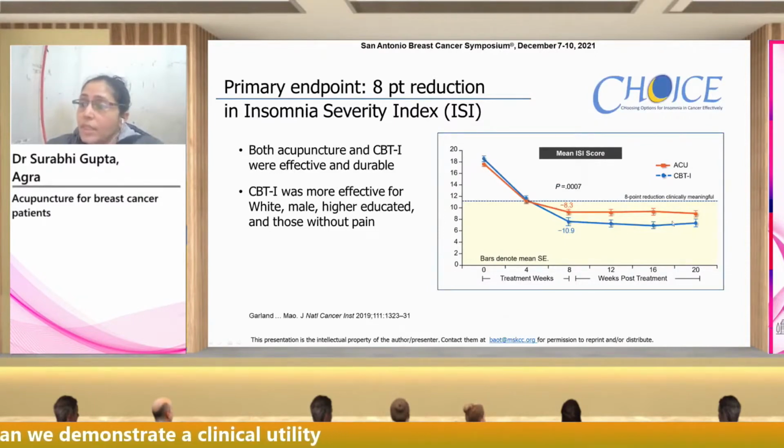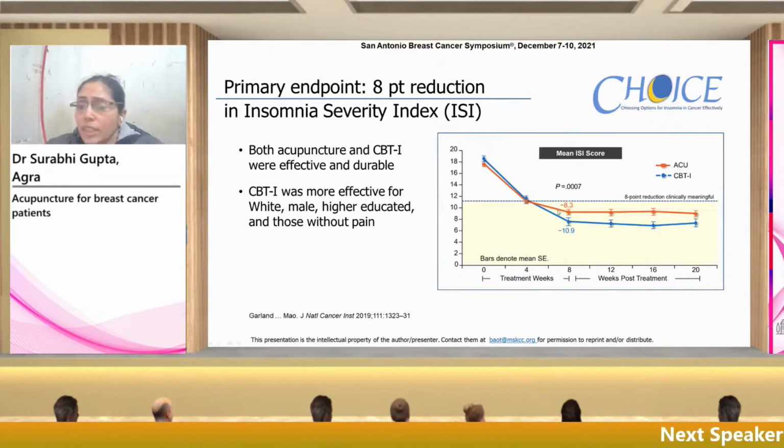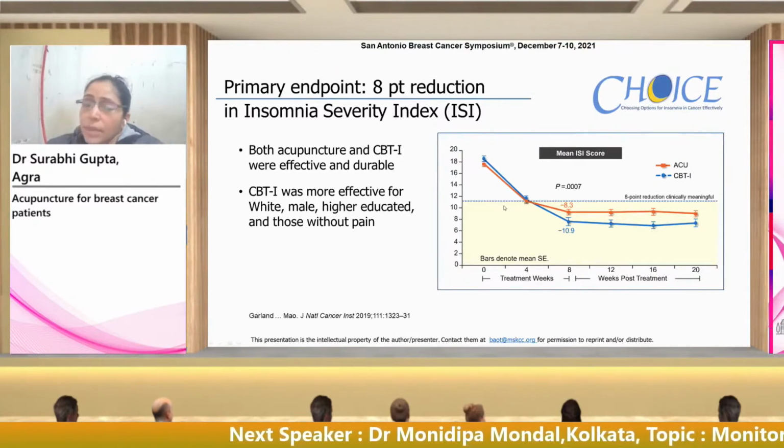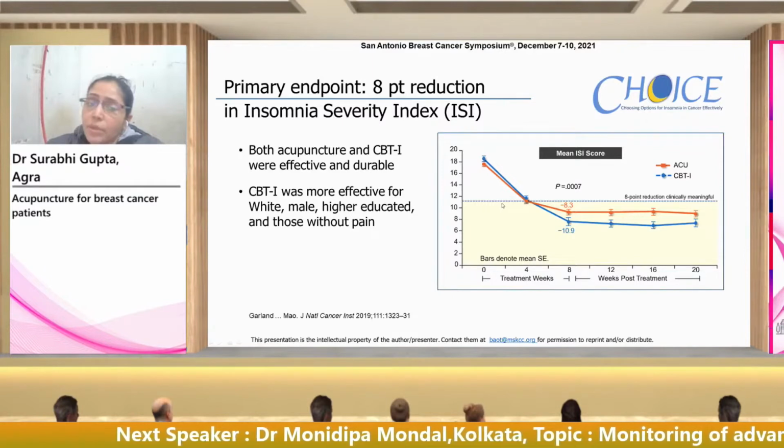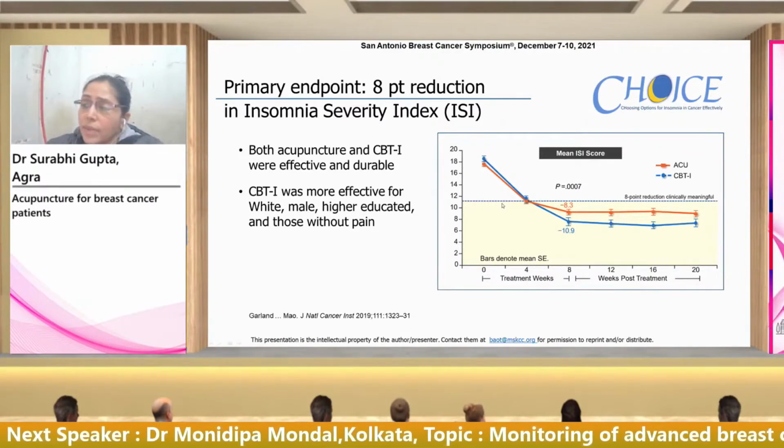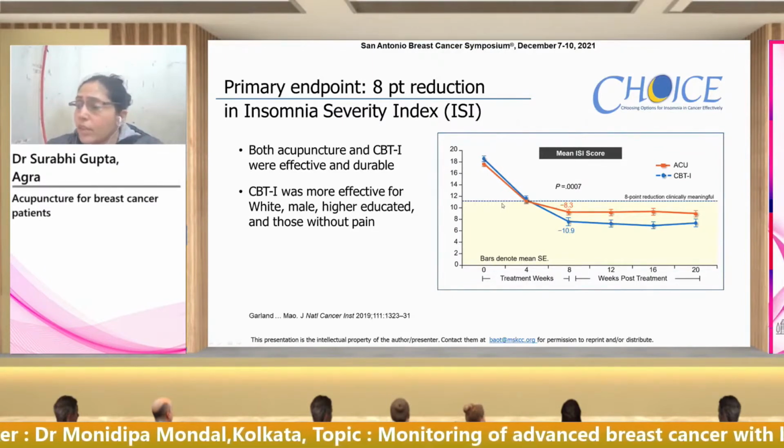So there was another study called the CHOICE trial. The primary endpoint of this study was an 8-point reduction in the Insomnia Severity Index. These trials have shown that acupuncture as well as cognitive behavioral therapy for insomnia both have shown a good and consistent response, but they found that CBT is more effective in white, male, educated patients and patients who are not having pain.